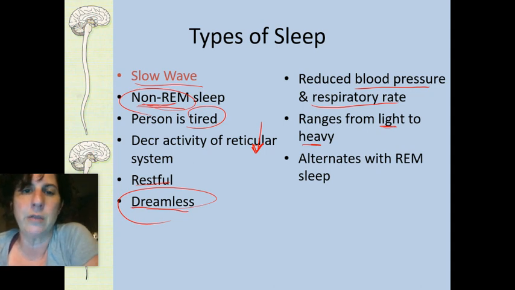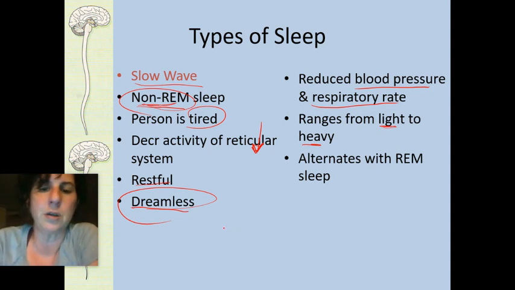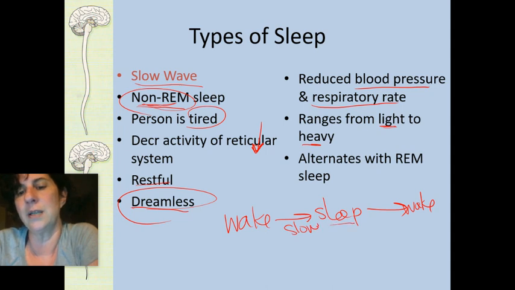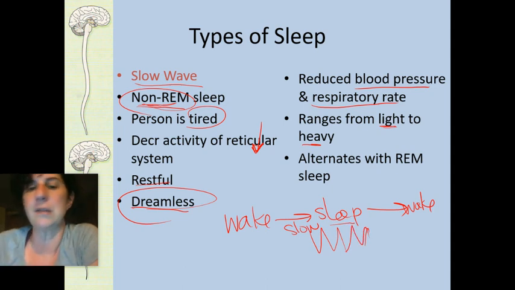You alternate throughout the night. So it's not like I'm awake and then I start to fall asleep, right? And then I wake back up again. You don't really just go into a slow wave here, and then deep sleep. You go back and forth all night long. So you're alternating between this REM sleep and this slow wave sleep.